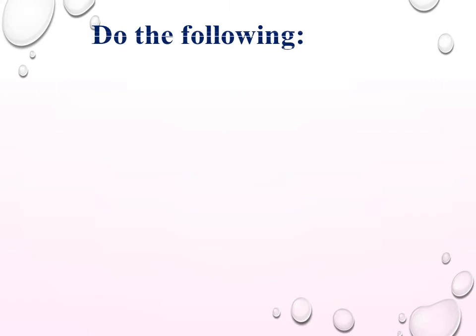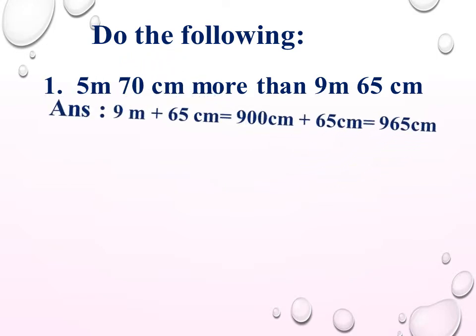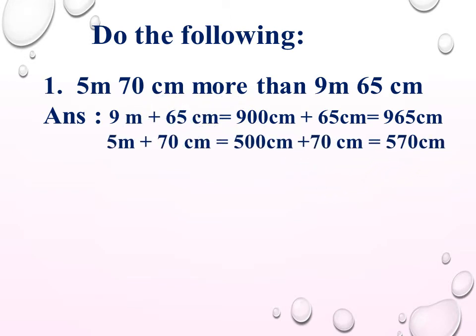Do the following: 5 meter 70 centimeter more than 9 meter 65 centimeter. As you know, more than means what? Addition. That means we have to add these two values. Before adding, we will convert meters into centimeters. So let us take 9 meter 65 centimeter. You know clearly that 1 meter equals 100 centimeters. So 9 meter is 900 centimeters, plus 65 centimeters, that is equal to 965 centimeters.